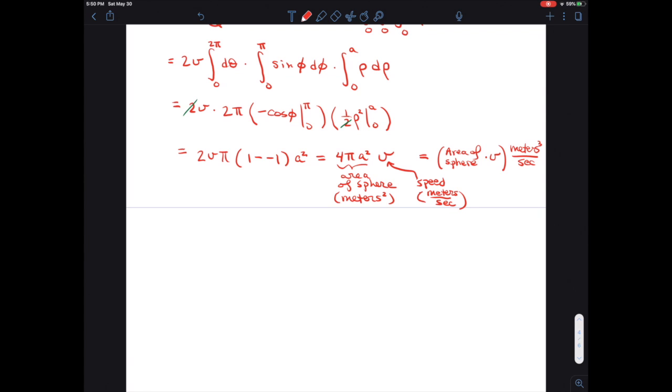So meters cubed of what? That's a volume. Okay, so what you're looking at is a volume of fluid that's flowing across the sphere per second. Okay, so let's just wrap this up and say this is equal to the volume flowing across the sphere per second.